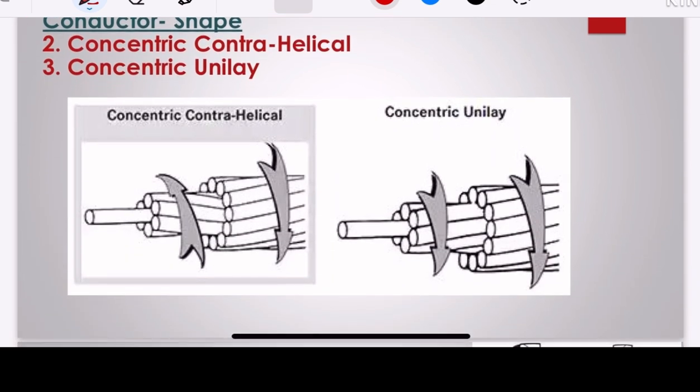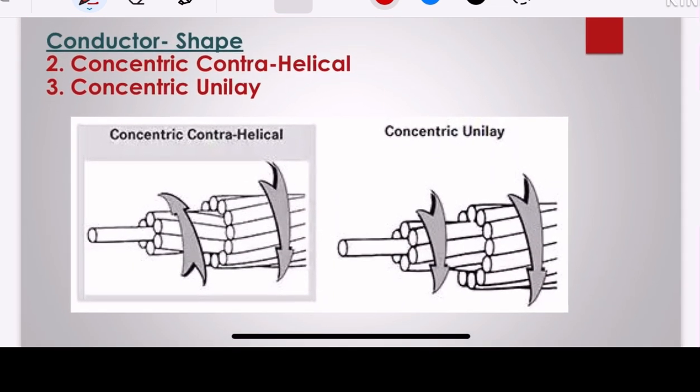The other shapes of the conductor are concentric contra-helical and concentric unilay. Here you see there is one strand and other twisted strands are facing this direction, and over it there is another set of strands twisted in this direction. So such arrangement of the conductor is called concentric contra-helical conductor.